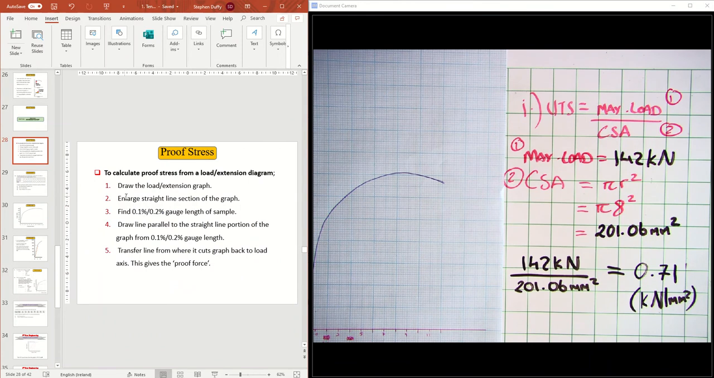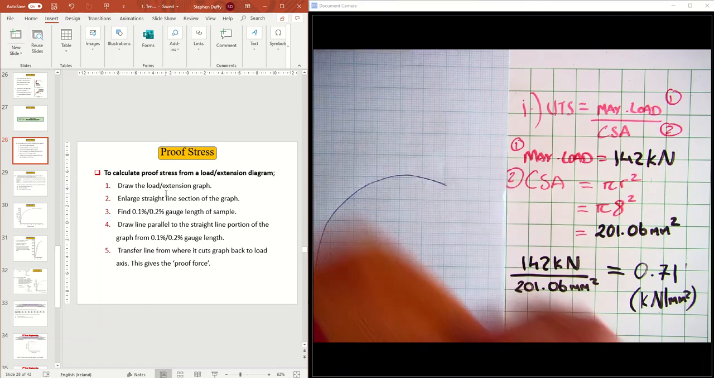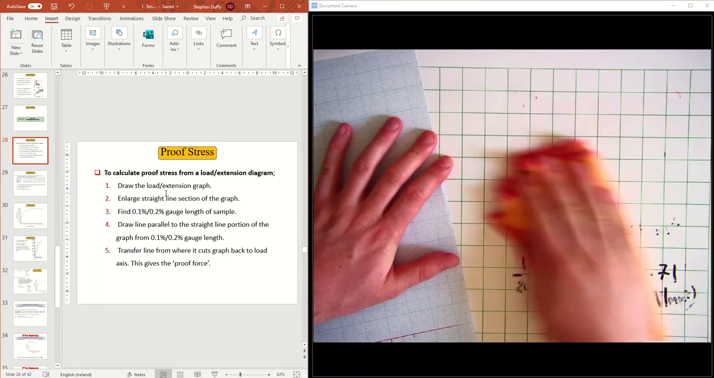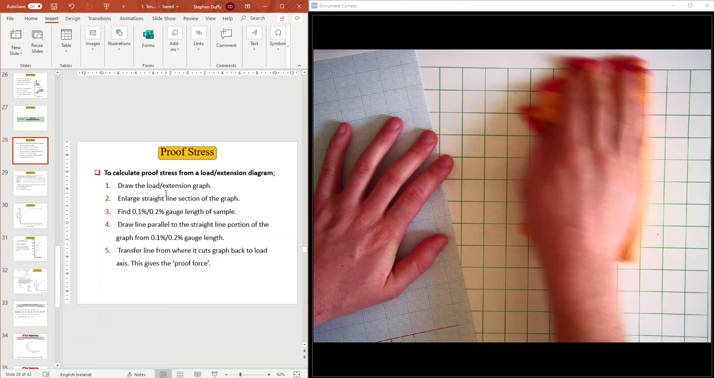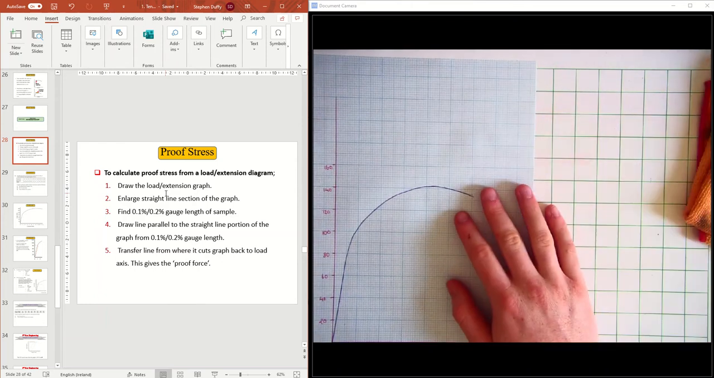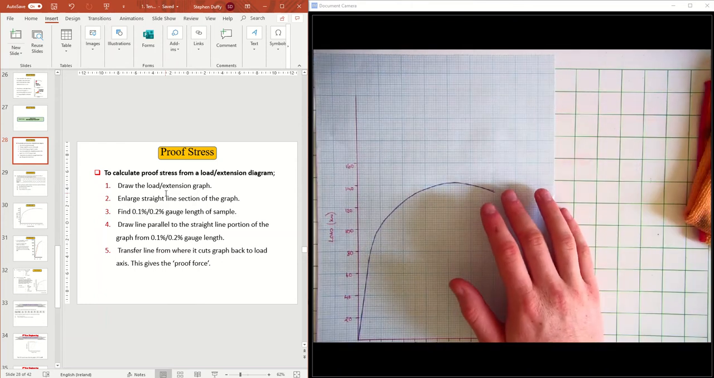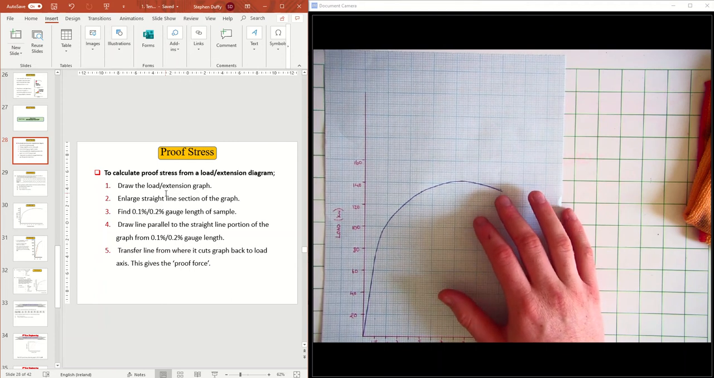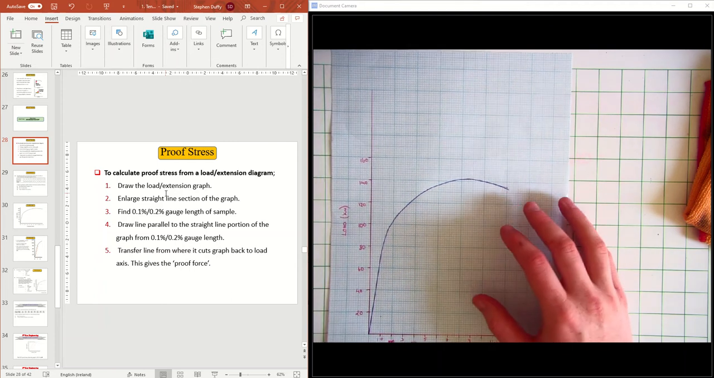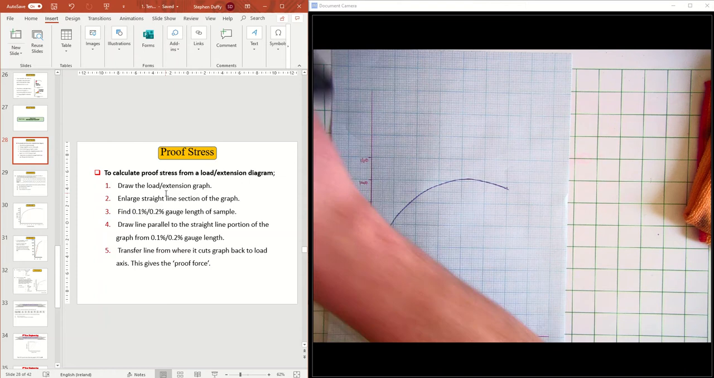To calculate the proof stress from a load extension diagram, first of all, we must draw the load extension diagram, which I have done. Now there's a little bit of work in these ones, so I'm just going to rub this. First of all, draw the load extension graph, which we have. Second, we have to enlarge the straight line section of the graph. So I have to redraw the straight line section of the graph.